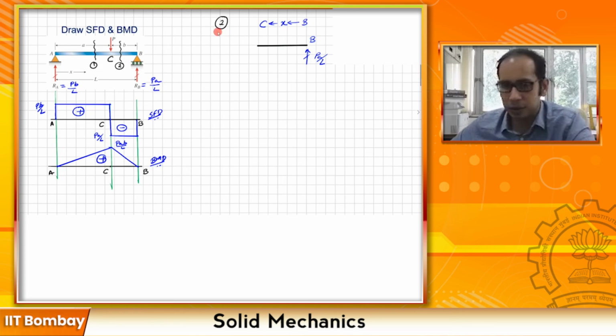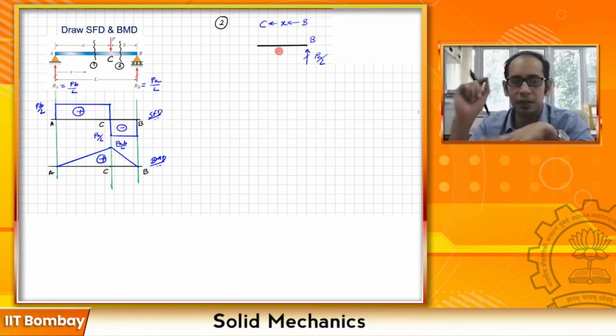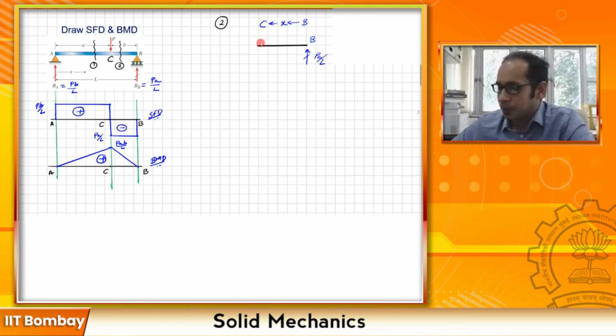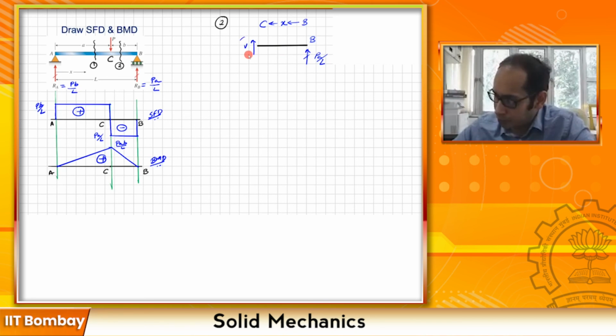Now, since this is where it gets important, since I'm going from right to left, my positive convention, remember, positive convention is again the nature of action. So my shear tries to rotate my element clockwise. So the positive nature for the shear is this V over here, and my moment tries to make my beam into a trough. So this is my moment.